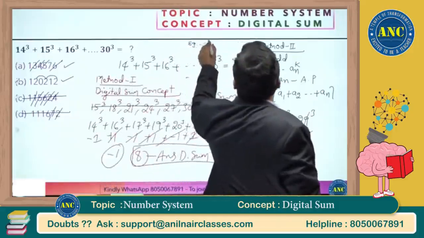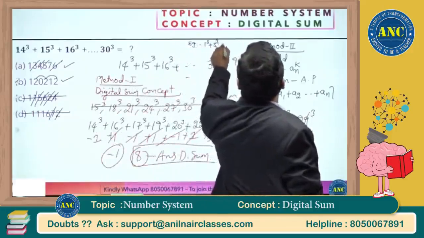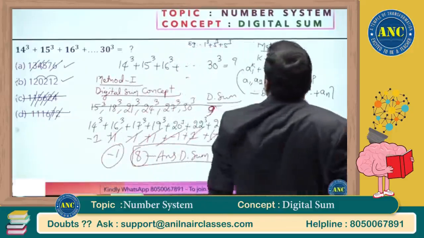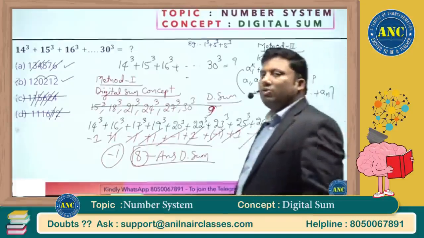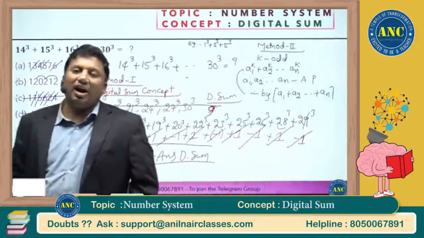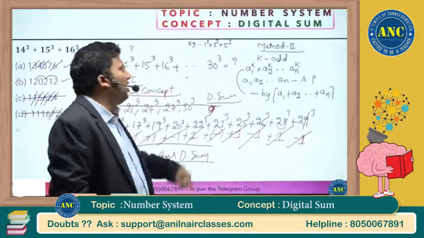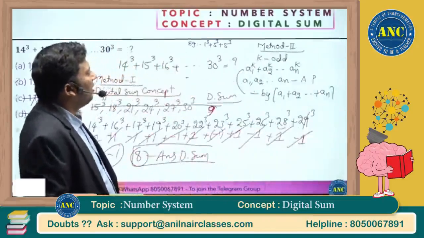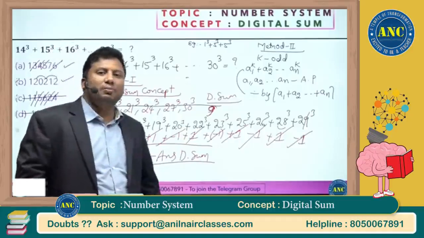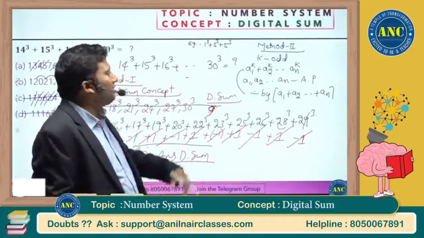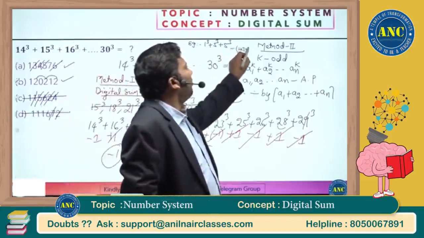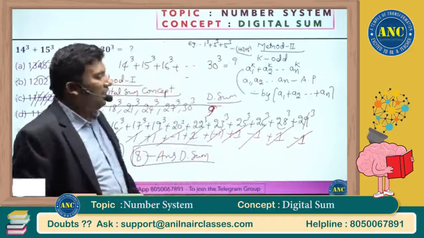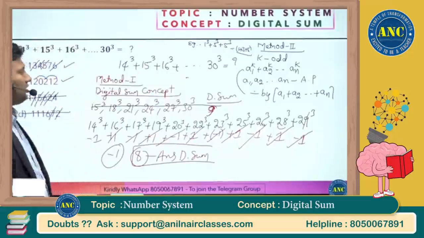One classical example: 1 cube plus 3 cube plus 5 cube. Power is 3, an odd number. The bases are 1, 3, 5. Are they in arithmetic progression? Yes. So it is divisible by the sum of the bases. 1 plus 27 plus 125 is 153, and it is divisible by 1 plus 3 plus 5.